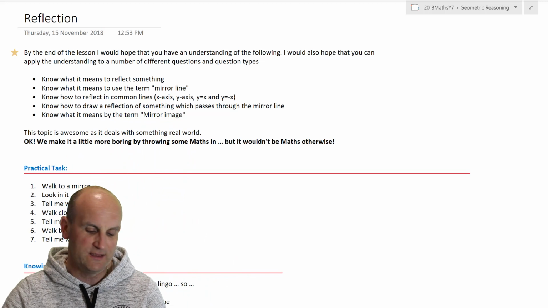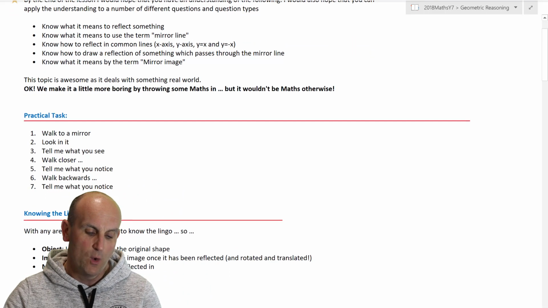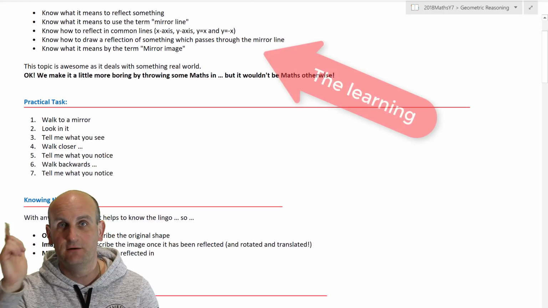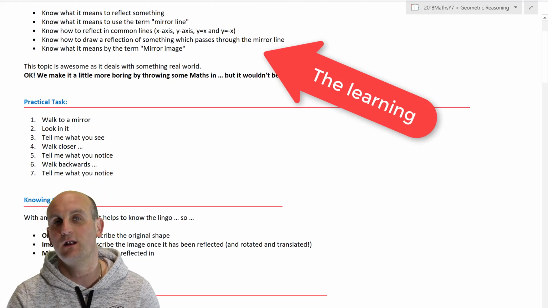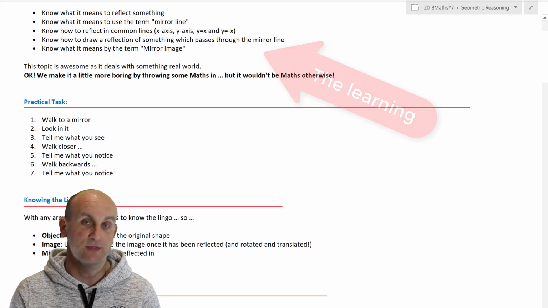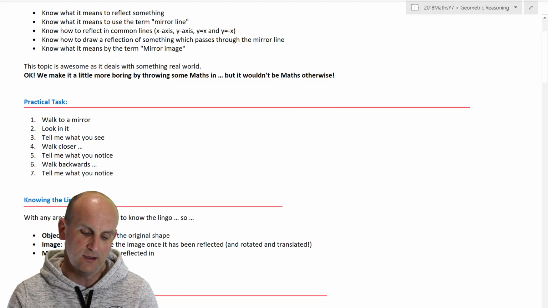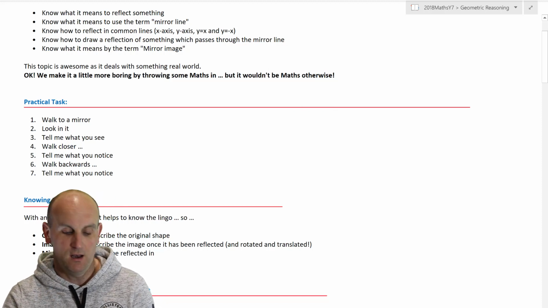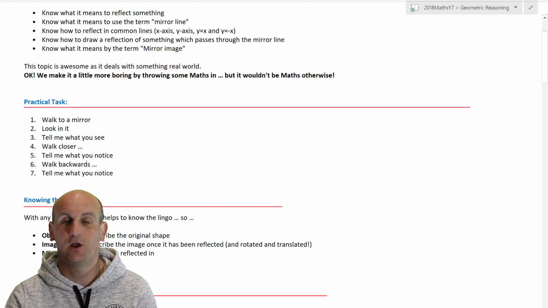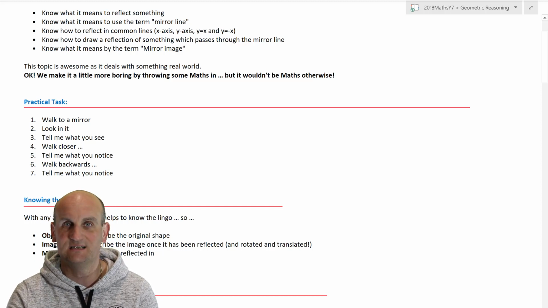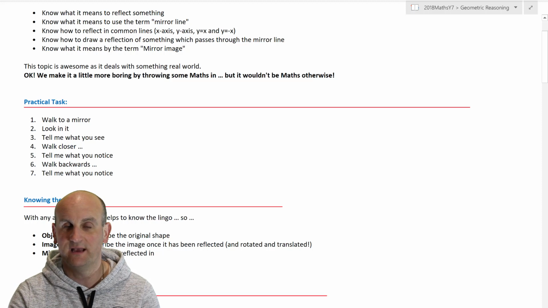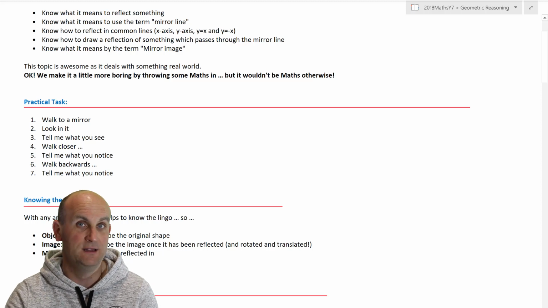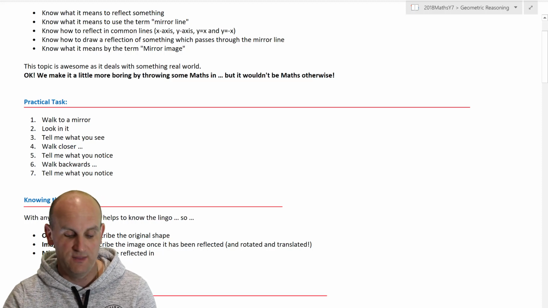Now, what am I going to look at this lesson? Well, we're going to look at what it means to reflect something, and you can see a red arrow above me now also pointing out the learning. Hopefully by the end of this video, that's what you'll have done. So know what it means to reflect something. Know what the term mirror line is, how to reflect in common lines. And there I'm saying the x-axis, the y-axis, the line y equals x and the line y equals minus x. Now that might not mean very much to you at the moment, but hopefully by the end it will.